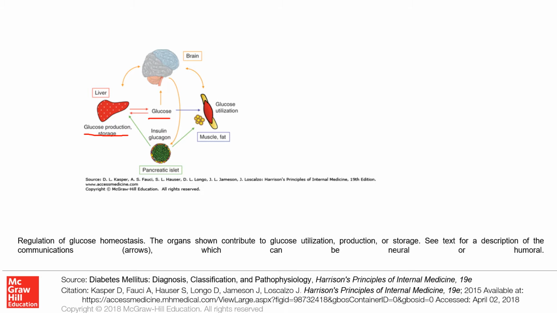Then after we eat, the glucose rise triggers the pancreatic cells to release insulin to reverse the process and begin the storage process. It also stops glucose production by the liver. The brain, however, is independent of this process and can uptake glucose without the presence of insulin, and that's just to protect our brain cells.